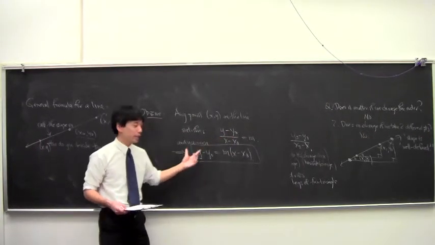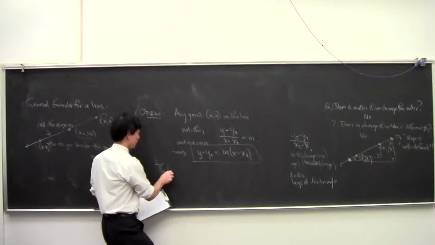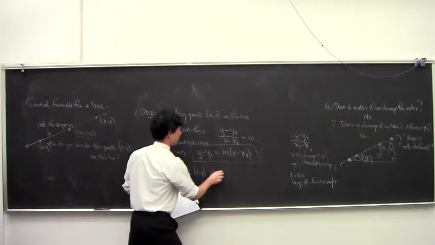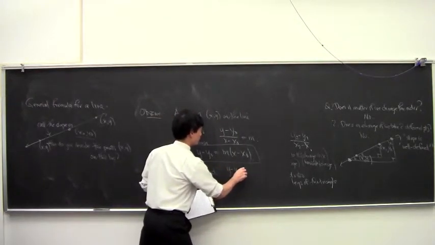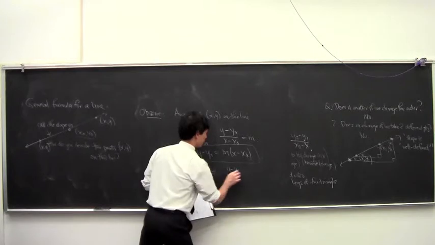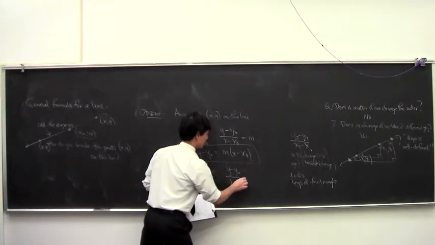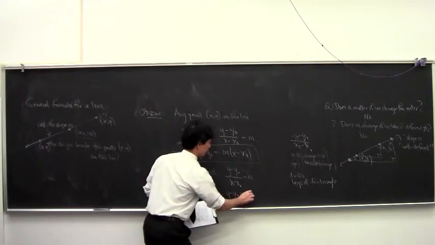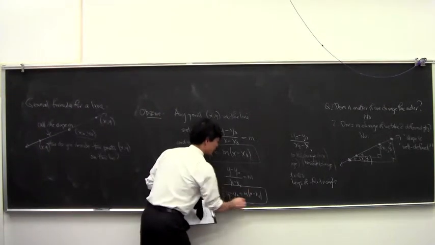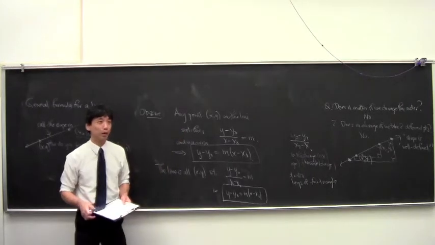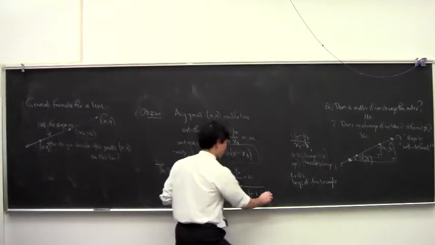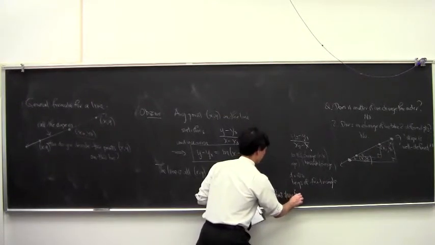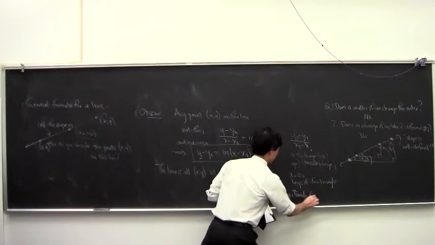The line is all x, y such that y minus y naught over x minus x naught equals m. That is, y minus y naught equals m times x minus x naught. Okay. And so this is the point slope formula that you've seen before. Point slope formula of the line.